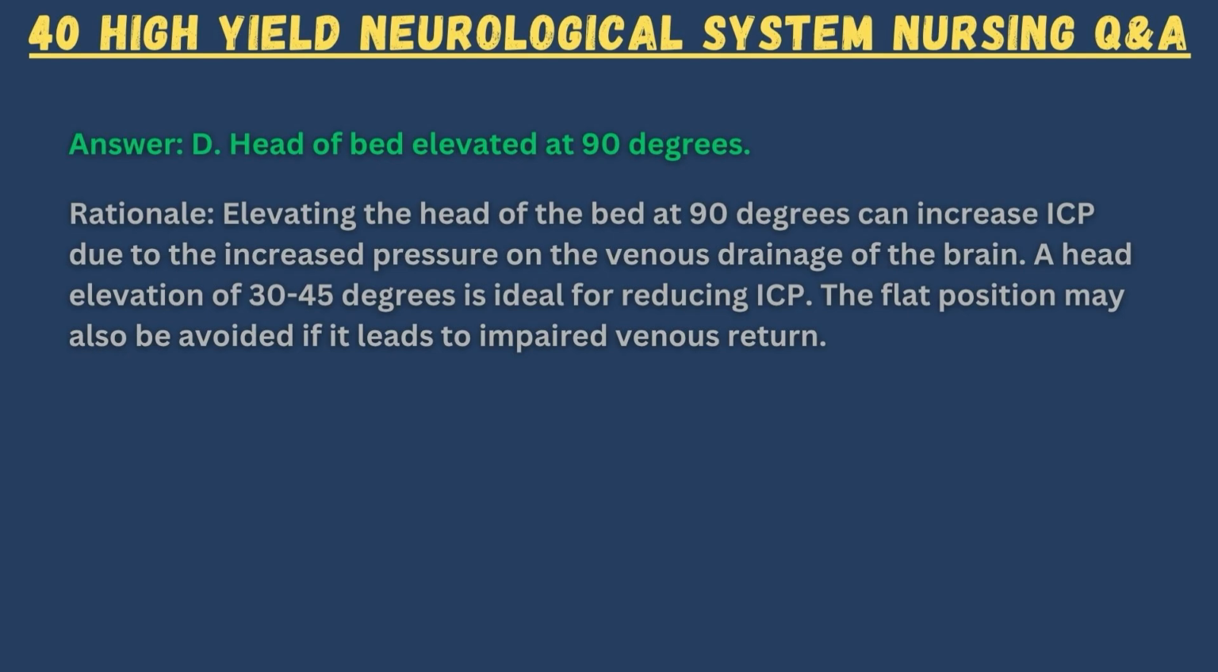Rationale: elevating the head of the bed at 90 degrees can increase ICP due to the increased pressure on the venous drainage of the brain. A head elevation of 30 to 45 degrees is ideal for reducing ICP. The flat position may also be avoided if it leads to impaired venous return.